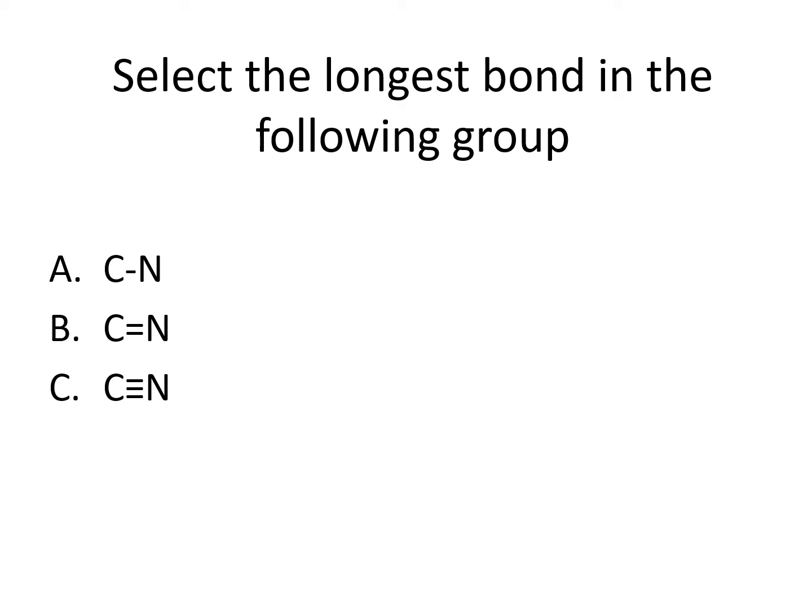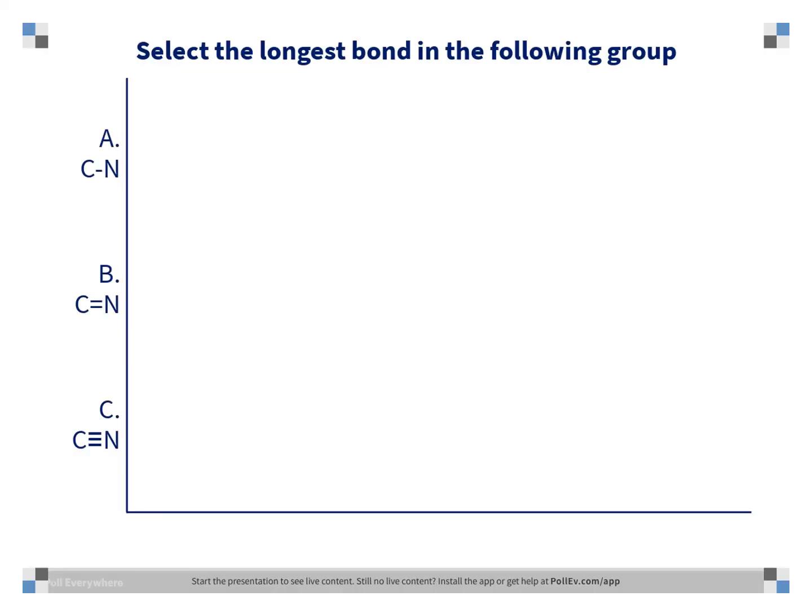Select the longest bond in the following group. Is it A, carbon-nitrogen single bond, B, carbon-nitrogen double bond, or C, carbon-nitrogen triple bond? The correct answer is A, carbon-nitrogen single bond. It is like having only one rubber band. It is easy to stretch and will therefore be the longest.